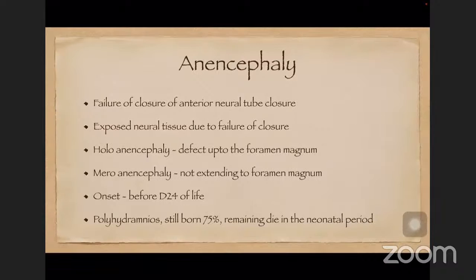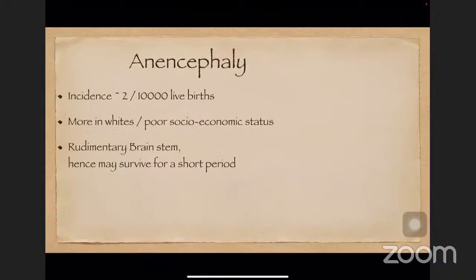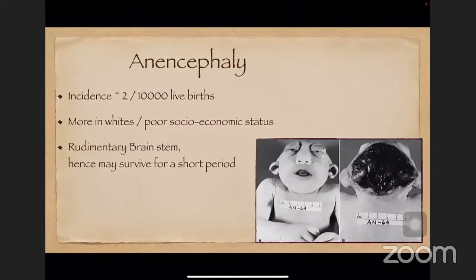And again, because it is the anterior neural tube defect, you have to look at the anterior neuropore closing at day 24. So this has to be before day 24 of life. And you would definitely encounter polyhydramnios in these pregnancies, usually stillborn 75%, and the remaining do live only into the neonatal period. By day 14, according to one study, most of them had actually passed away. The incidence is 2 per 10,000 live births, more in whites and poor socioeconomic status. The reason that they manage to survive only for a short period, if at all, is because of a rudimentary brain stem. And this is how you would actually look at it.